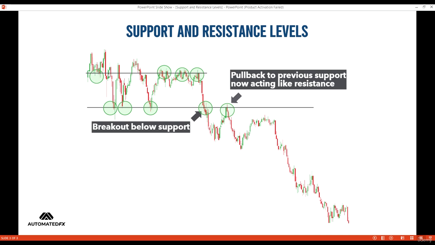Now we can see that these highlighted points are points where we've observed multiple pauses or multiple reversals, which make them a support level. So a level can qualify as a resistance or support level when the market reacts at that level up to 2 or 3 times.